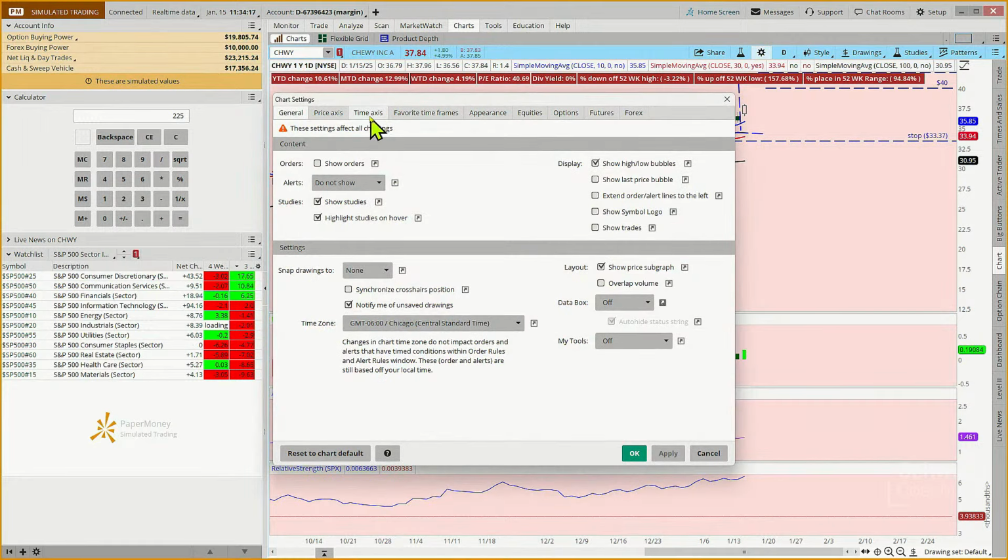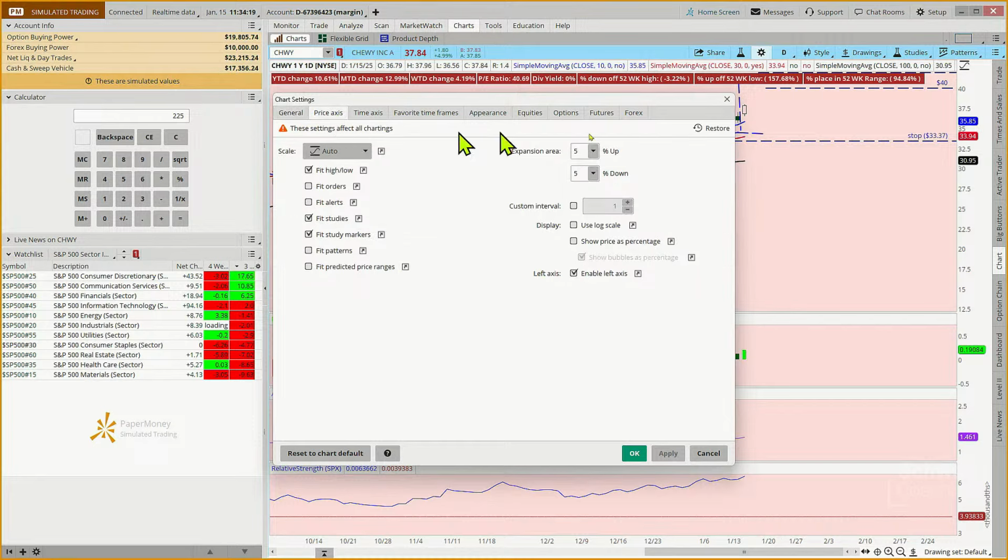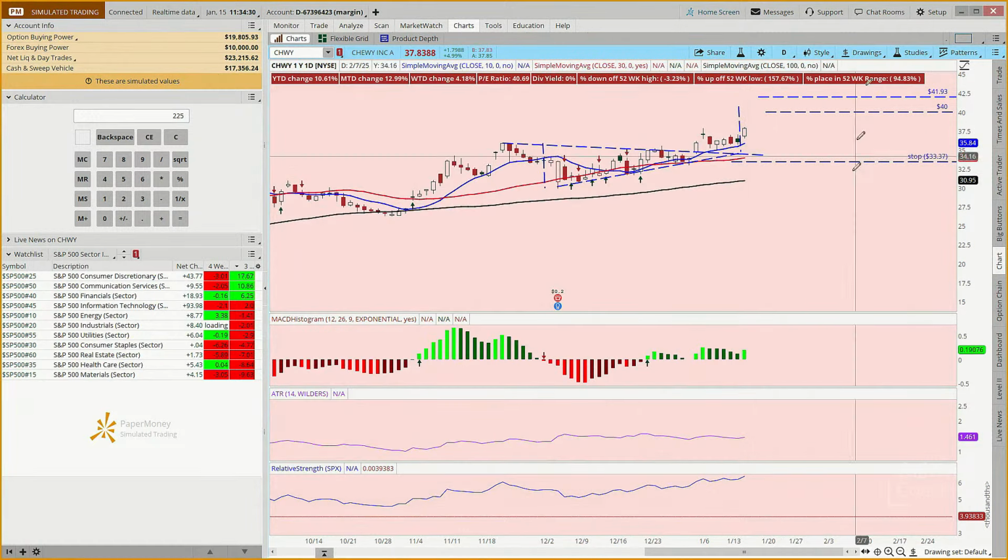If we need more space at the top, we can come to our price axis and say, we need more room at the top, and we don't actually need any room at the bottom. So we're going to change that. And so we can see where a target might be, somewhere in the neighborhood of 41. But we saw this breakout, and then it came back and kind of cruised along the 10-day moving average.